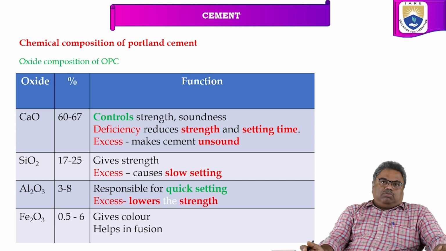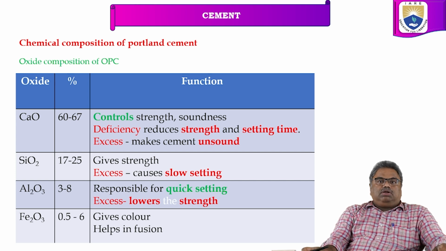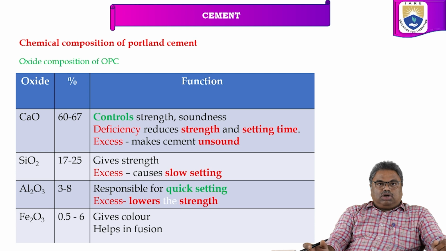So what are the chemical compositions of ordinary Portland cement? The oxide compositions in ordinary Portland cement are CaO, calcium oxide, SiO2, silicon dioxide, Al2O3, aluminum oxide, and Fe2O3, ferric oxide.